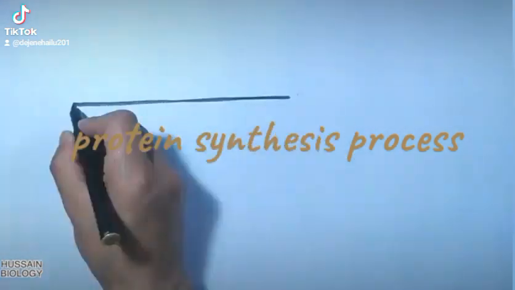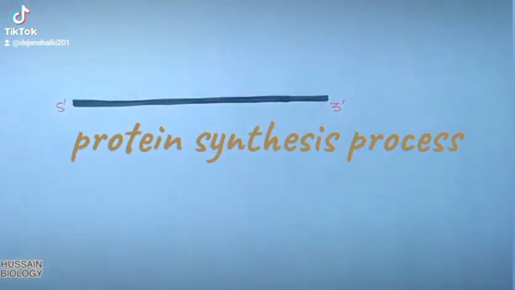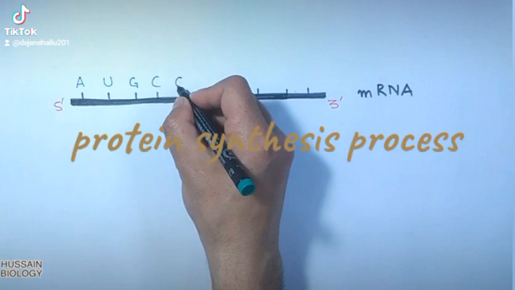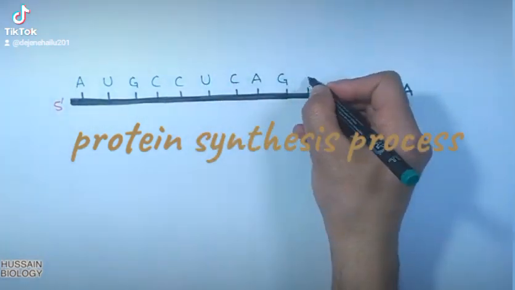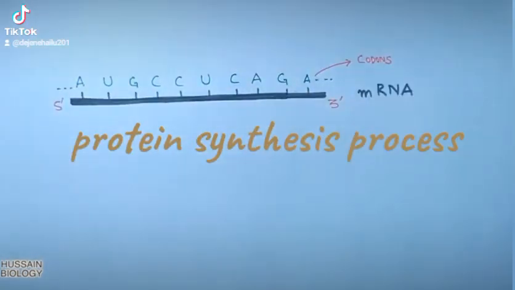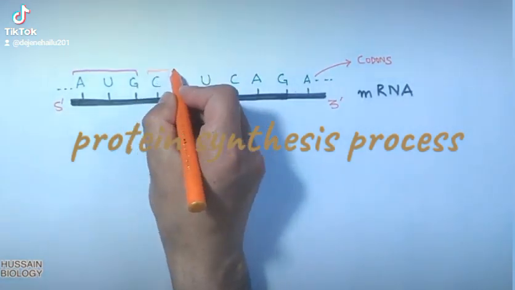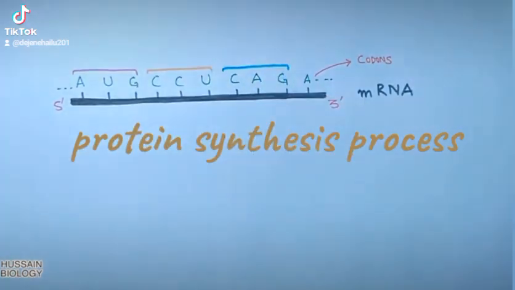In translation process, we have the mRNA, a chief molecule from which we get the information of protein to be formed. The mRNA molecule is read from 5' to 3' end in the ribosome. And in this mRNA molecule, we have a sequence of nucleotides as shown in the diagram. We have adenine, uracil, guanine, cytosine, uracil, cytosine, adenine, guanine, and adenine. From this sequence, we have codons in the form of 3 nucleotides. The first codon shown here is the AUG, followed by CCU, and the third one is CAG codon.